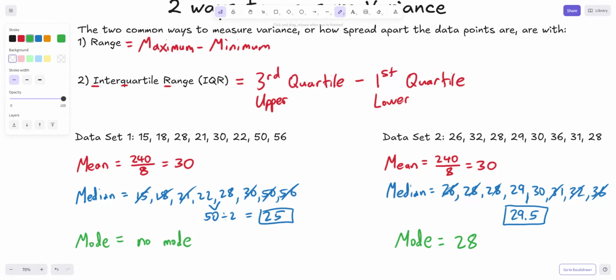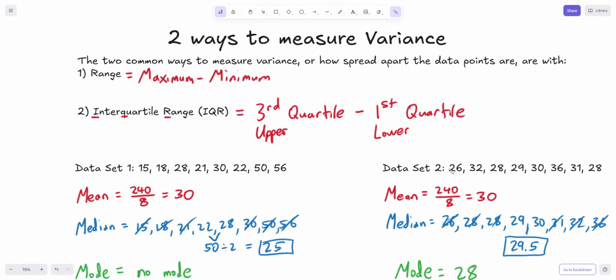So these two data sets have the exact same mean. Their medians are close. And one has no mode, one has 28. But there's a big difference, right? If you look at the first data set here, I got some numbers in the 50s and some numbers in the 10s. But data set 2, they're all pretty close. They're all in the 20s or 30s. So that's where variance comes in, right? Variance is how spread apart the numbers are. So data set 2 should have a really low variance, right? The numbers are really close together, while data set 1 has a really high variance.